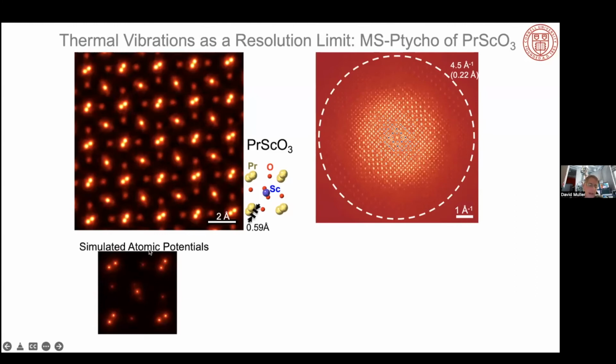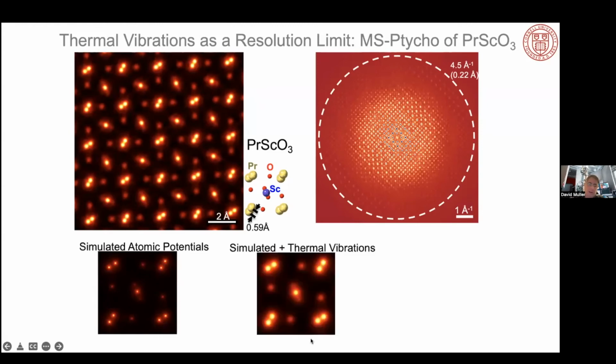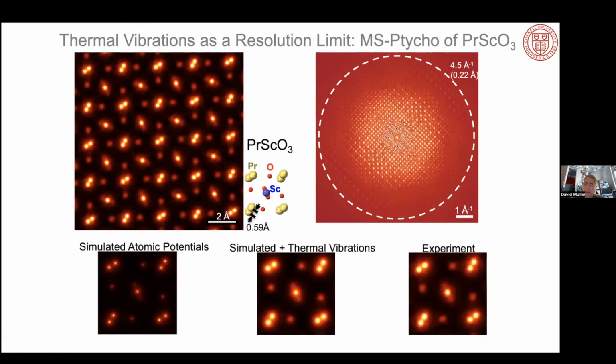So here is the static atomic potential. This is the electrostatic potential for static atoms, and that's what it would look like. When I start to put in thermal vibrations, these potentials blur out. And then when we come to the experimental data, and I compare my experiment to the simulation, they look practically the same.